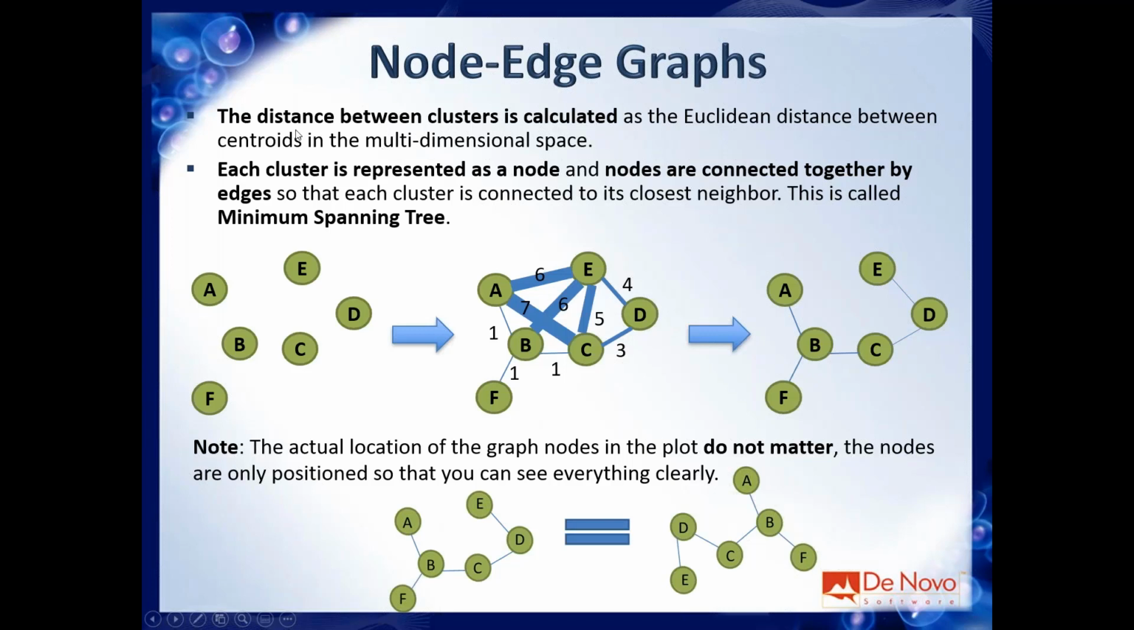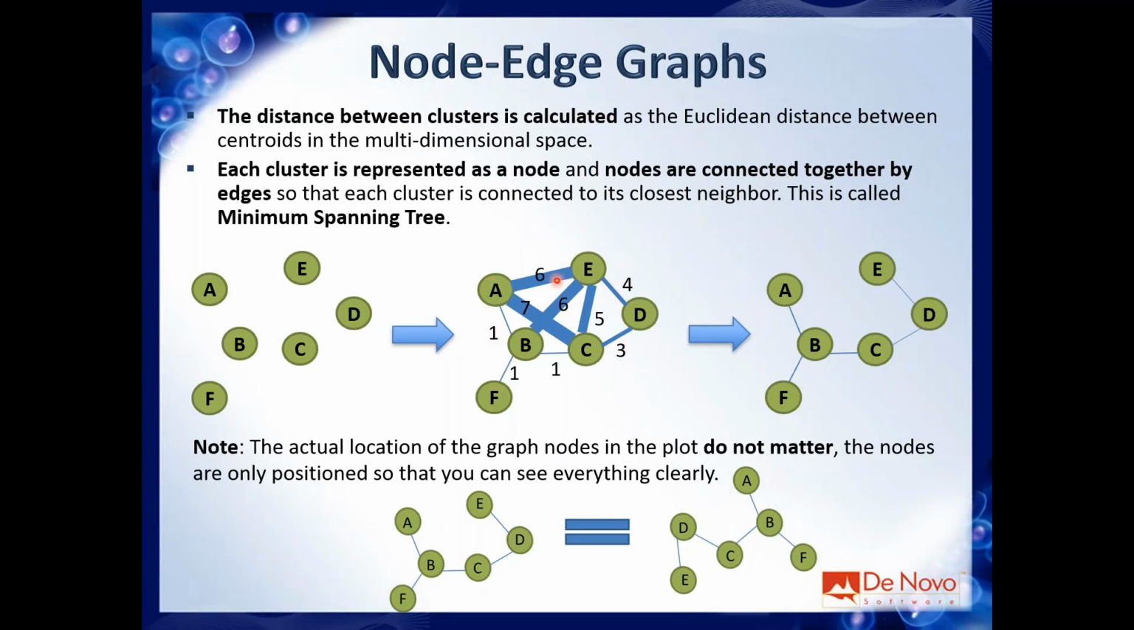So this is what actually happens in the background. You calculate the clusters, you calculate the centroids, and then you work with your centroids. The distance between clusters, so between centroids, is calculated as Euclidean distance in the multidimensional space. Then each cluster is represented as a node, and nodes are connected together by edges in a way that each cluster is connected to its closest neighbor. And this is the spanning tree. So starting from the left, you have your clusters. You calculate the distance between each cluster and all the other clusters.